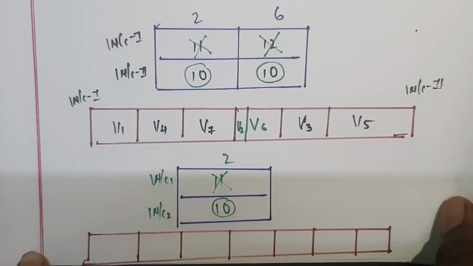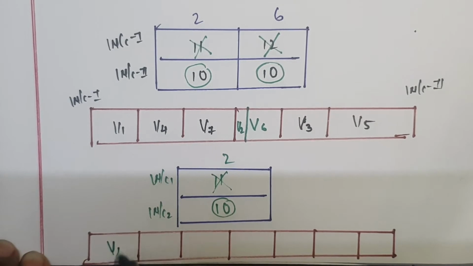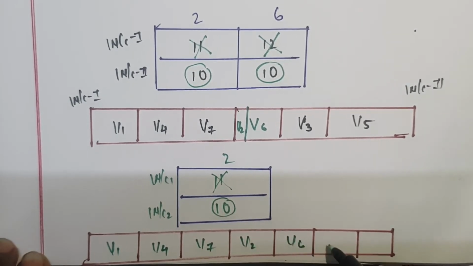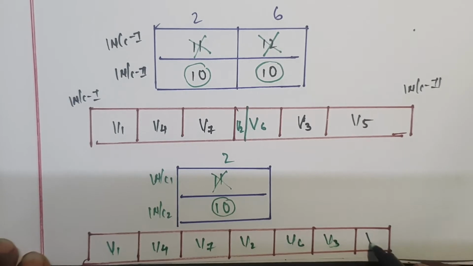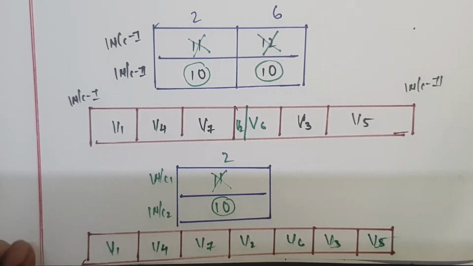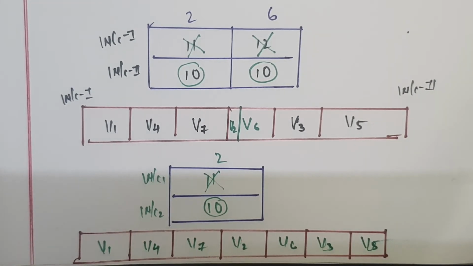Okay? The first one you are getting V1, second one you are getting V4, next you are getting V7, next you are getting V2, next you are getting V6, next you are getting V3, and the last one you are getting V5. V stands for vehicle. So here you got the sequencing 1 4 7 2 6 3 5. This is the sequencing.